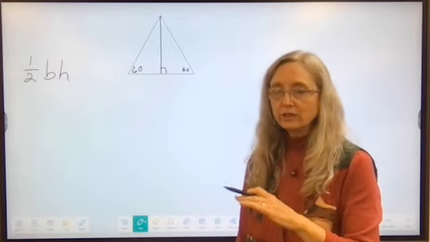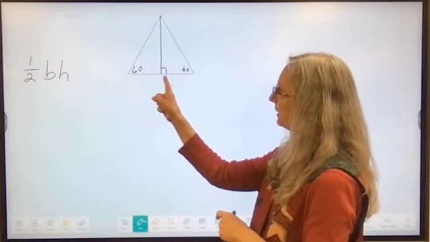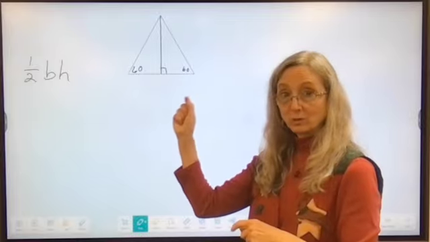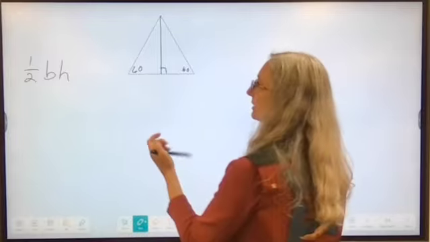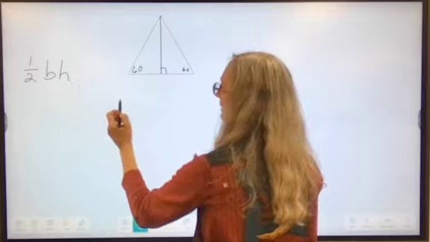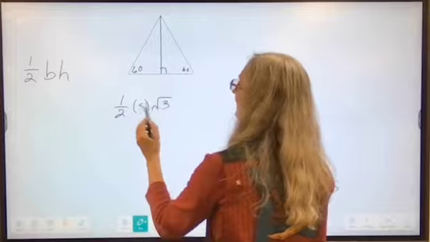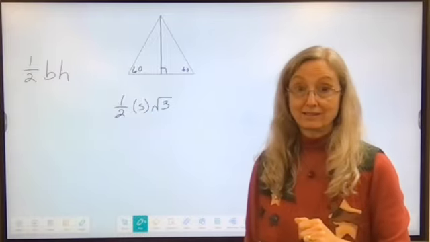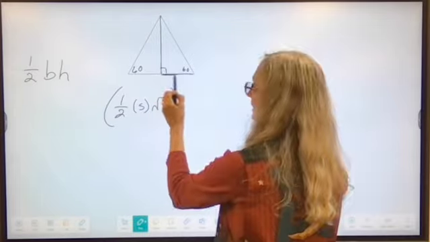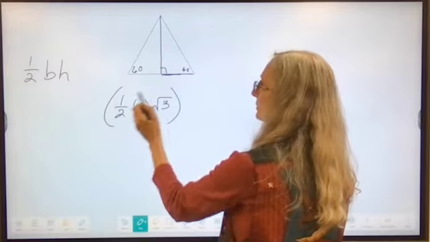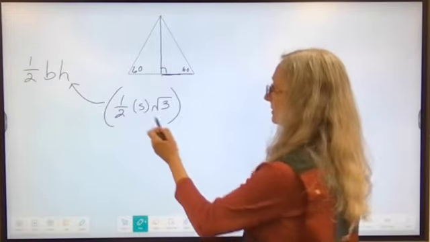So remember, if you are looking for this, you need to find the height. So the height is the short leg here, which happens to be 1/2 the base, times the square root of 3. That's your height. So 1/2 of that side length times the square root of 3 is equal to your height. Right? I know the side, half of that side times the square root of 3 equals my height. My base is just the side length.